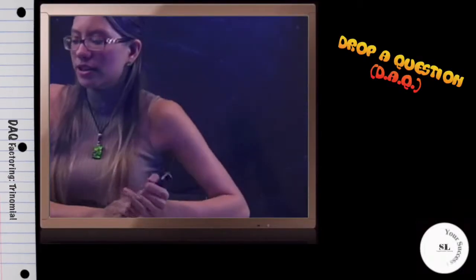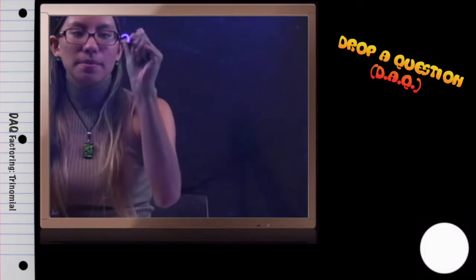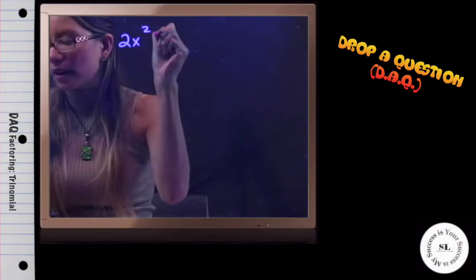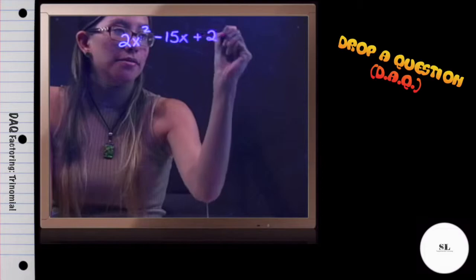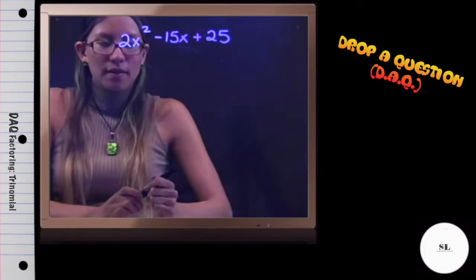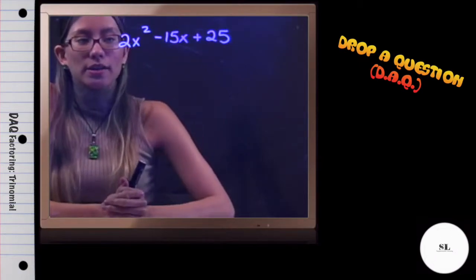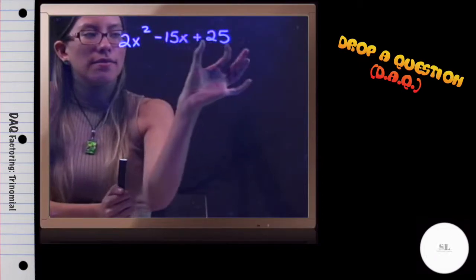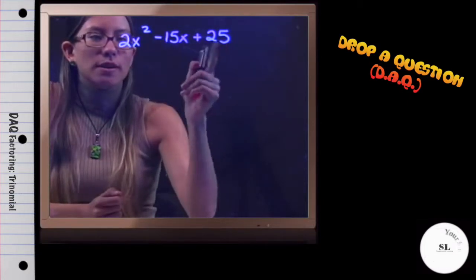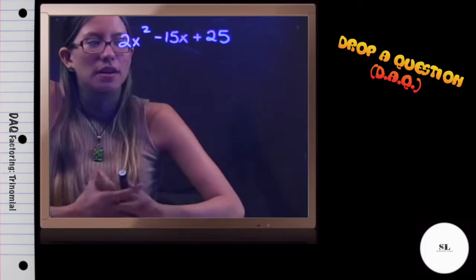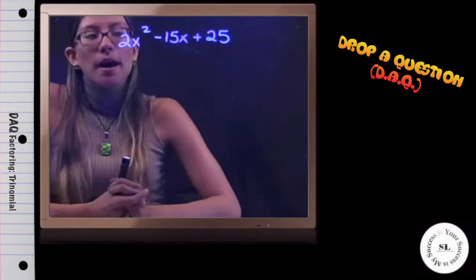And now for this drop-up question, we have another trinomial, but where a is greater than 1. So here's the example problem: 2x squared minus 15x plus 25. And now the first thing, remember, is to check to see if we have a GCF, a greatest common factor. So is there something that these factors have in common? And they don't. We have a 2, a 15, a 25. They don't have anything in common that they can break down. So we can go ahead and start factoring.